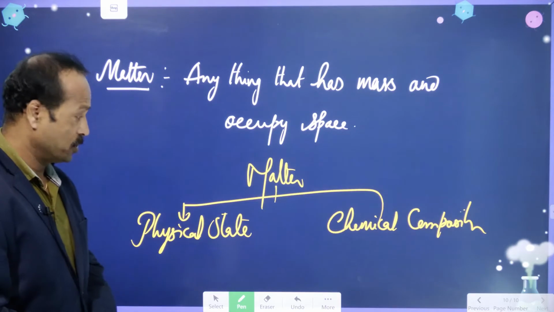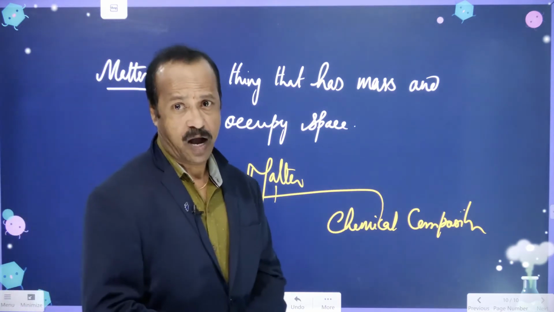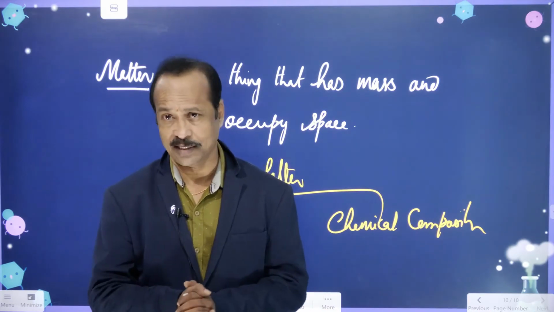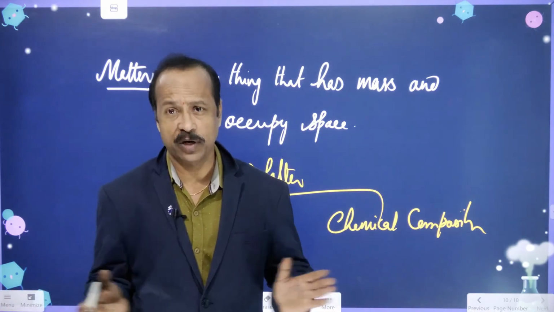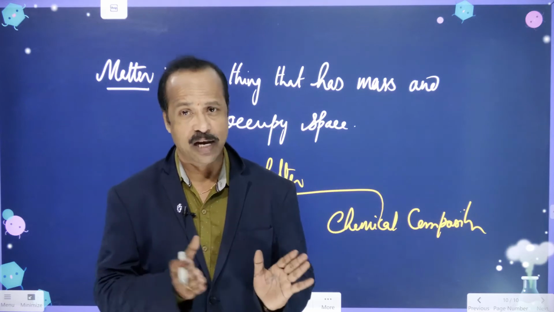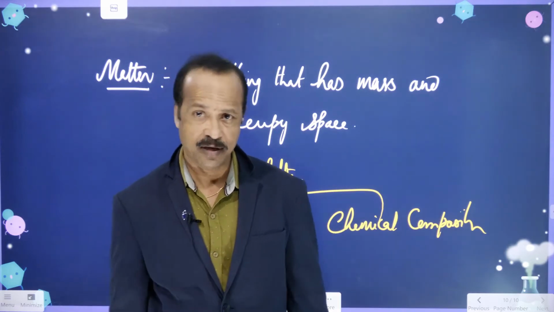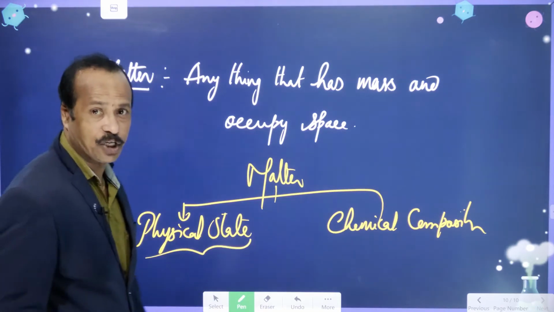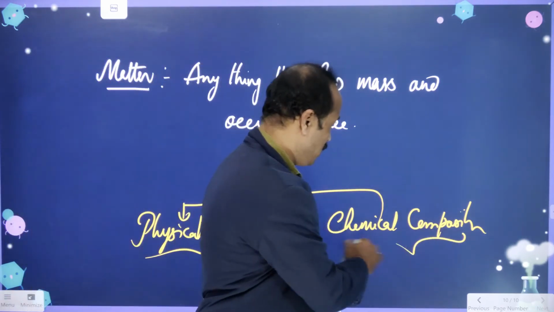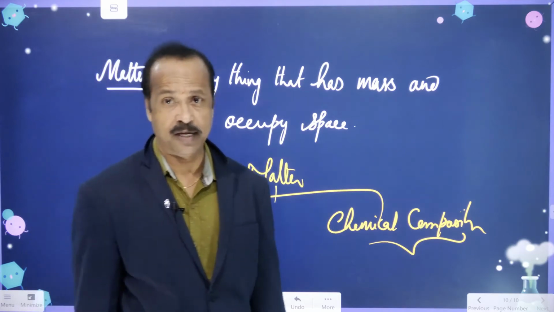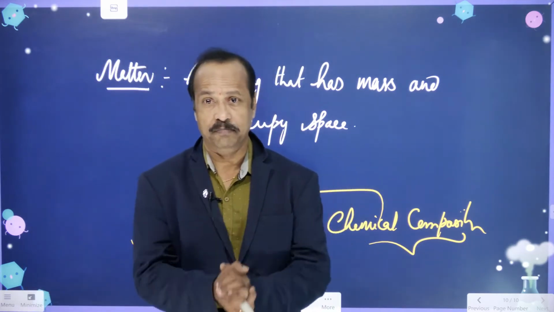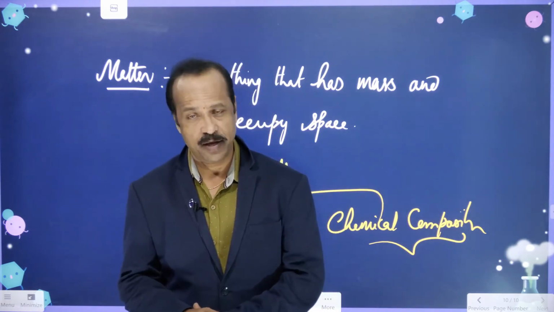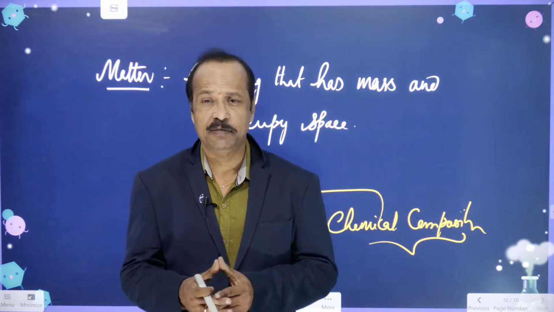Physical state means solids, liquids, and gases. You have been learning this since lower classes, so I am not going to touch this one because you know it. Now let's come to the chemical composition. Chemical composition means what this matter is made up of, how it is composed.